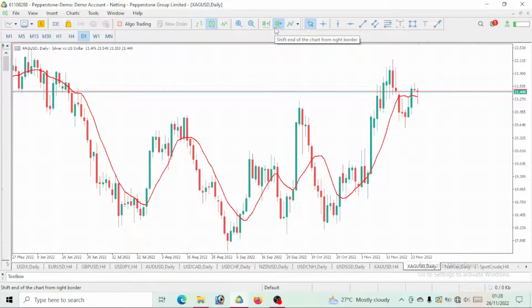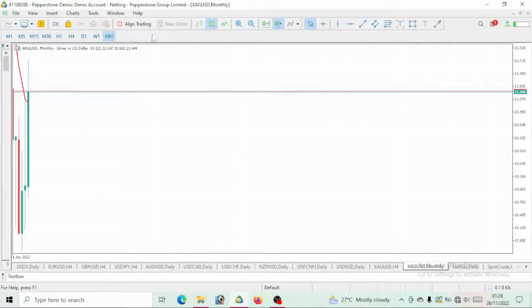So, we would want to take a look at silver for this week. We want to know where this price will be moving for this week. So, in order to be able to understand this movement, guys, we would actually want to start from the higher time frame, which is the monthly time frame. So, we would see it this way.